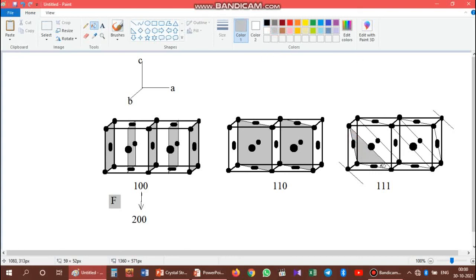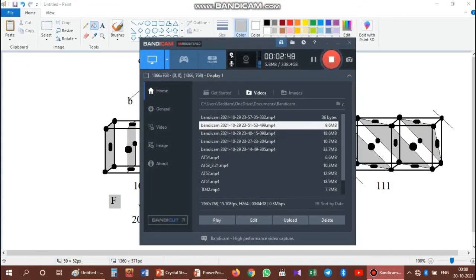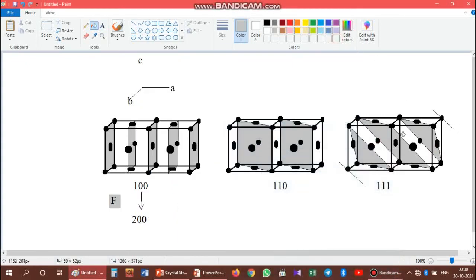This is one, this is the actual lattice plane number 2. This is 1, this is 2, this is number 3, this is number 4, and finally this is number 5. So in this case, all the atoms are covered.